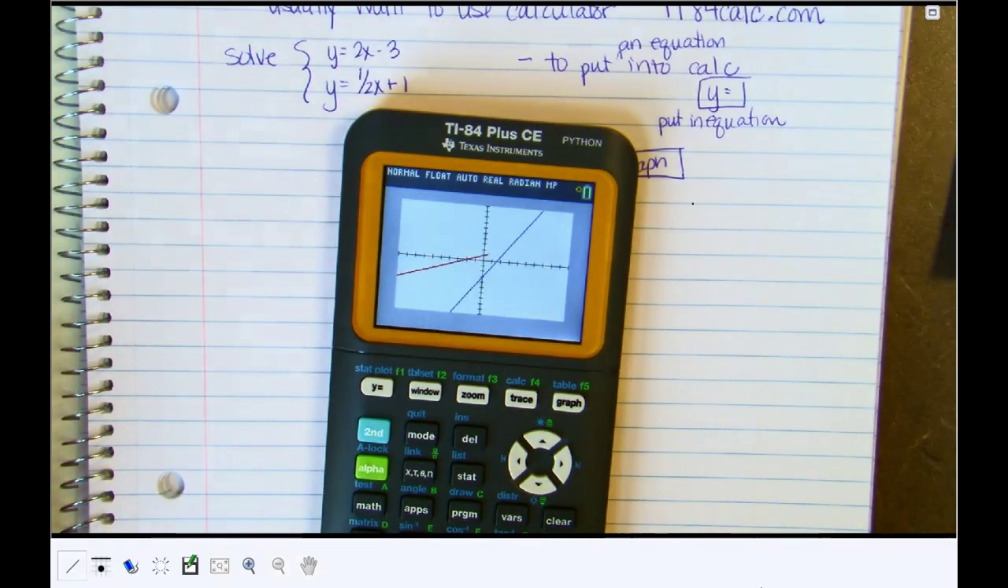Now, you guys, this is the coolest thing. Not the coolest thing, but it's cool. Your calculator will find the intersection point for you.